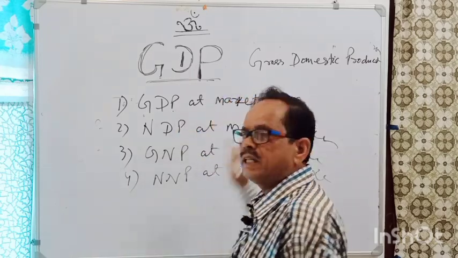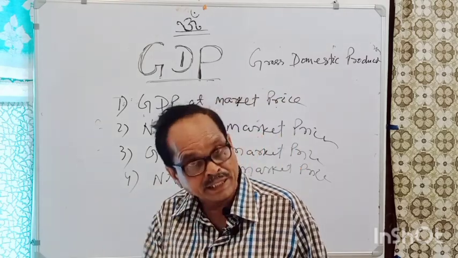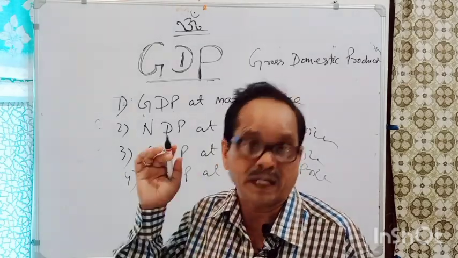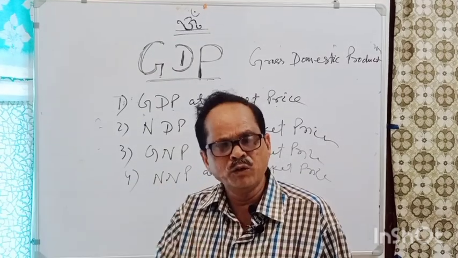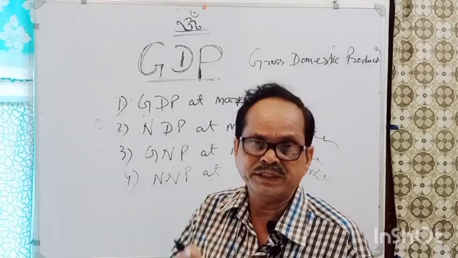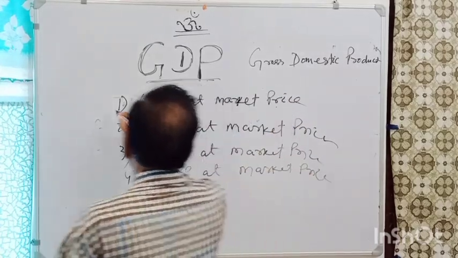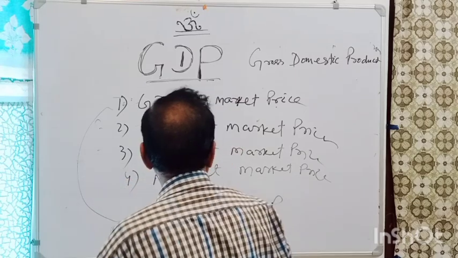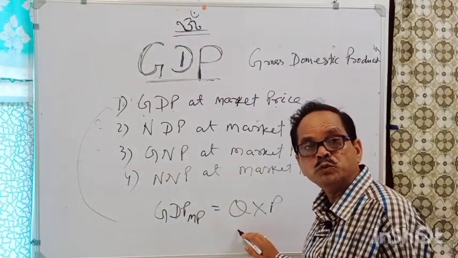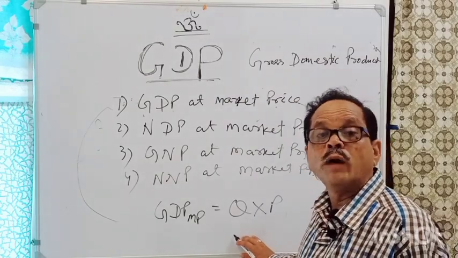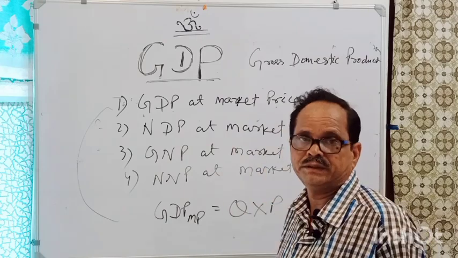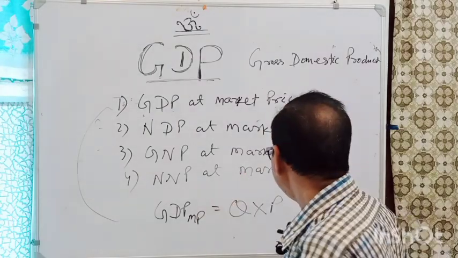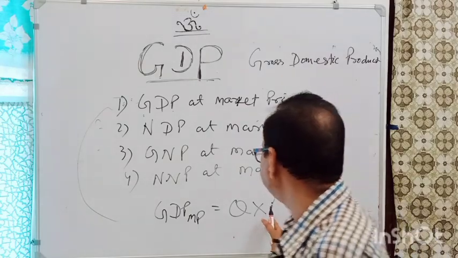GDP at market price is the total value of goods and services produced in a country within its boundary, expressed in terms of current prices. Total value of goods and services multiplied with the current price is called GDP at market price. GDP at market price is equal to Q into P. Here Q refers to quantity of final goods and services. Clear? Intermediary goods are not taken into account. And P means the current price.